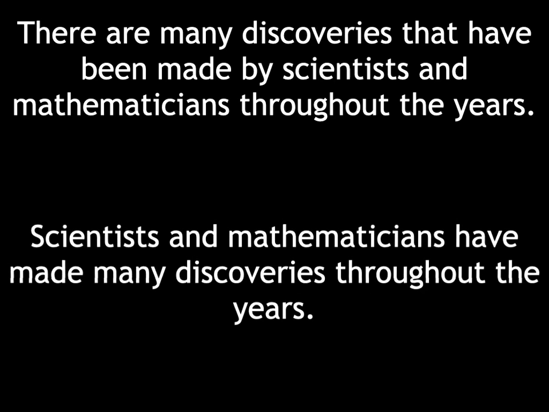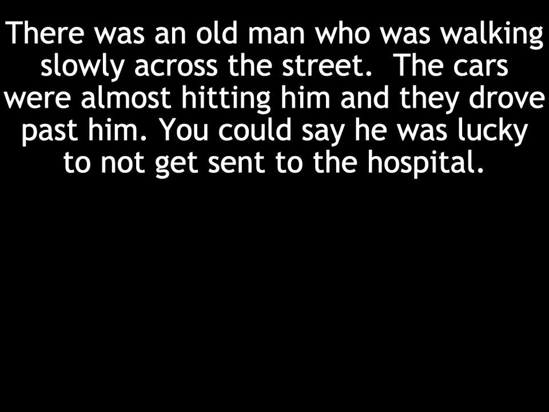There are many discoveries that have been made by scientists and mathematicians throughout the years. Okay? Discoveries that have been made, which can change to scientists and mathematicians have made many discoveries throughout the years. If we wanted to vary the syntax, we could move throughout the years to the beginning. Throughout the years, comma, scientists and mathematicians have made many discoveries. Also correct.